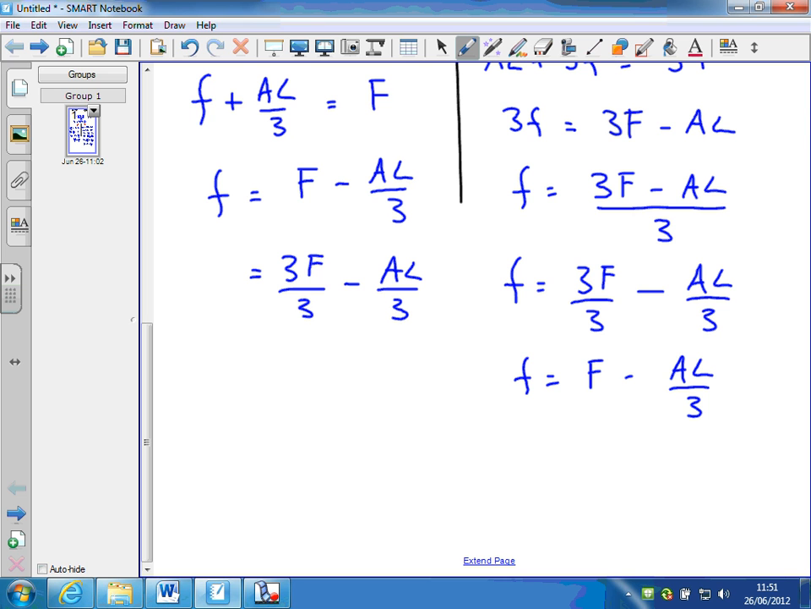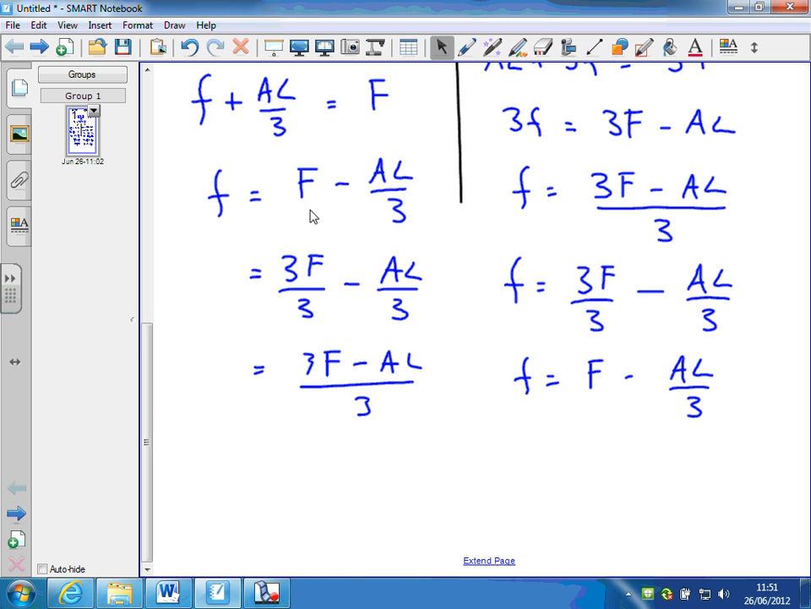This procedure of making a common denominator is very important for later algebraic methods, so it's worth seeing how this works. Now, because we've got a common denominator, I can write that as 3F minus AL all over 3, and it's the same as the other solution. So they are the same solution. Again, it doesn't matter which way you write the solution, but it's important to see that they are the same.